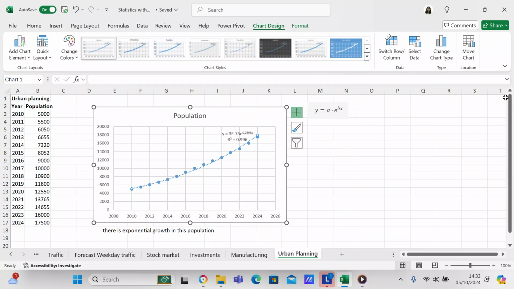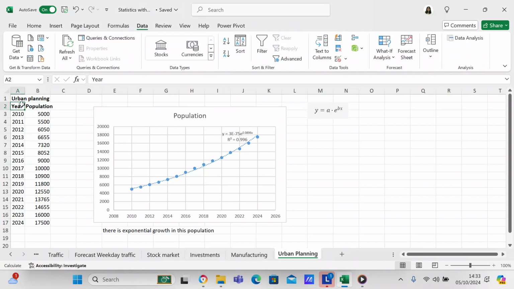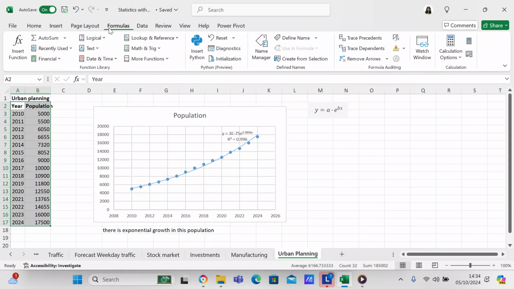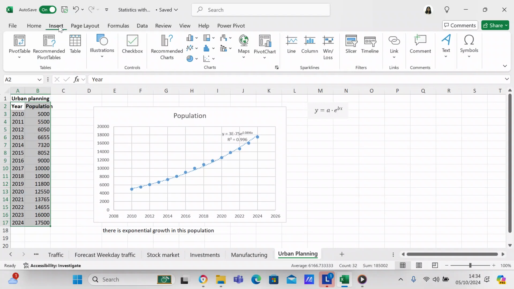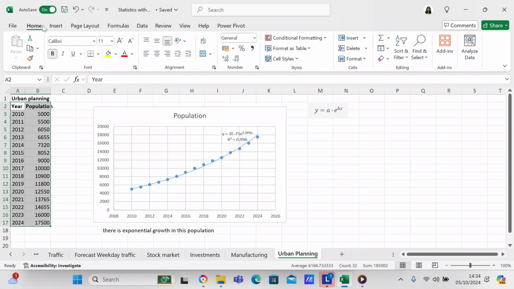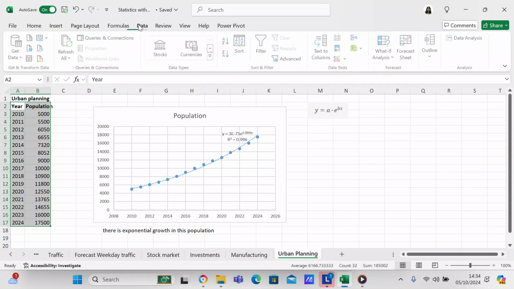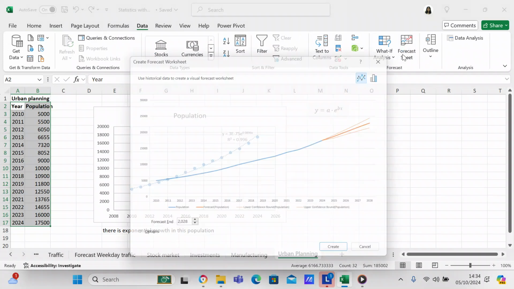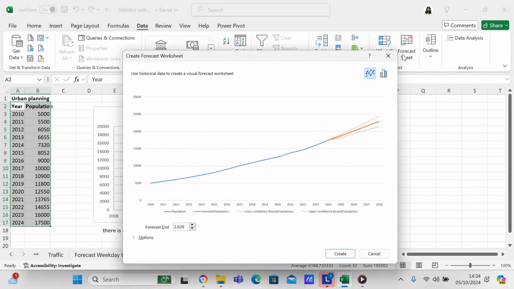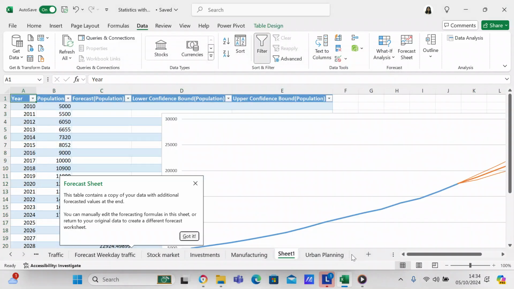I'm not sure, but one thing that you could do is go into data, and look for forecast. Forecast sheet. This will give you a forecast, and this will tell you how many more houses you would need to build.